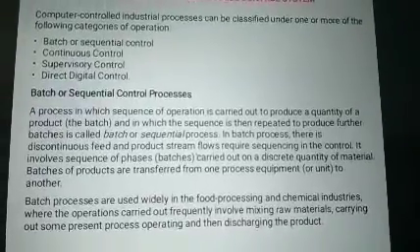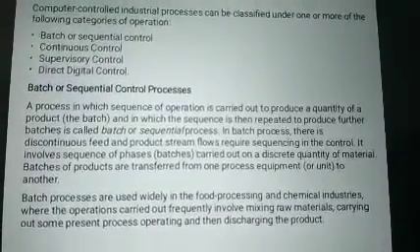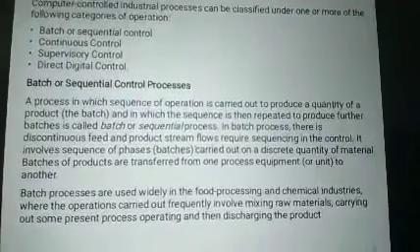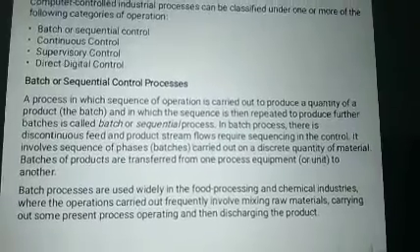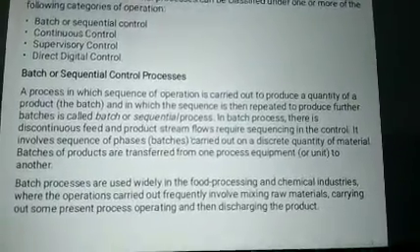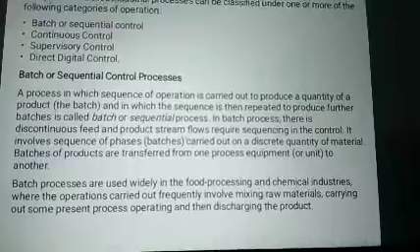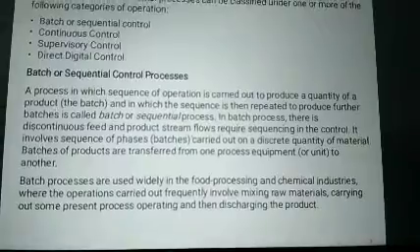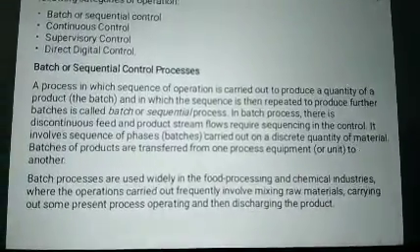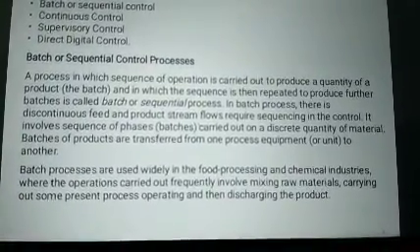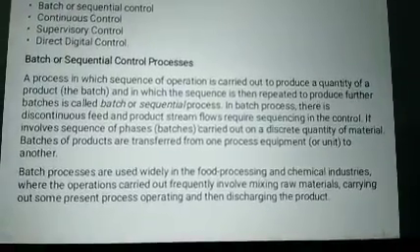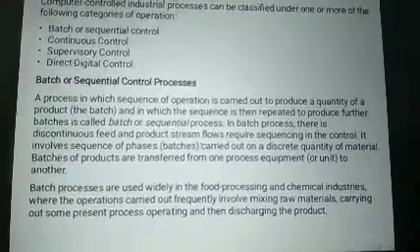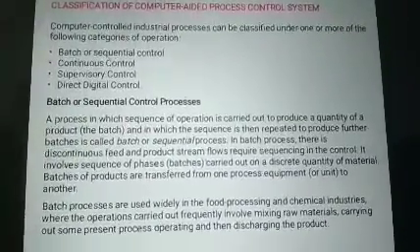Now, in this batch process, there is a discontinuous feed and the product stream requires sequencing in the control. It involves sequences of phases or batches carried out on a discrete quantity of materials. The batches of different products are transferred from one process equipment, or we can call them units, to another. Batch processes are used widely in industries like food processing and chemical industries, where the operation carried out frequently involves taking raw materials, carrying out the present process operation and then discharging the product as a final output.